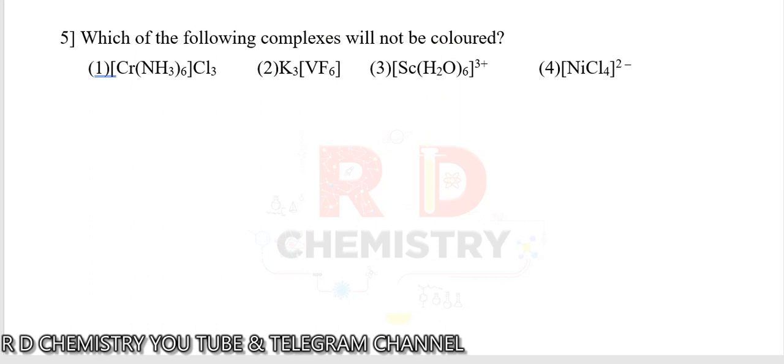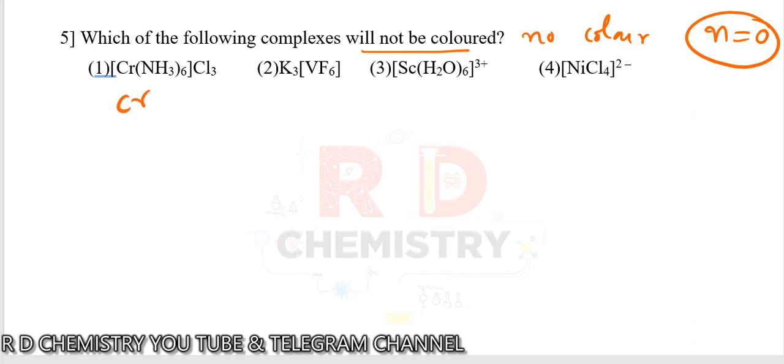Question number 5. Which of the following complex will not be colored? No color means the number of unpaired electrons should be equal to 0. Chromium shows variable oxidation state. Vanadium shows variable oxidation state. Remember, scandium shows only +3 oxidation state. There are no variable oxidation states. Nickel can show variable oxidation state. So we'll go with option number 3.